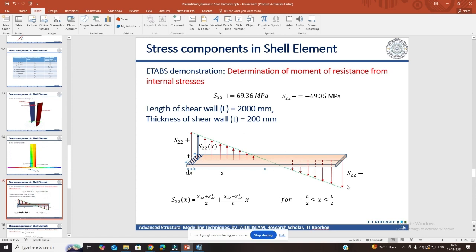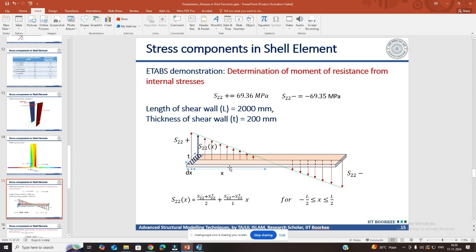Now here is how you can analyze this. This is my stress at the positive extreme fiber, and this is my stress at the negative extreme fiber, and the shear wall length is 2 meters. So this is the plan view of the shear wall. Here you see the length, and some thickness I have considered, which is not needed for the analysis, but the height I didn't consider. And this thickness I'm talking about is 200 mm.